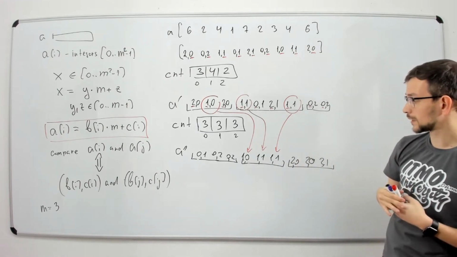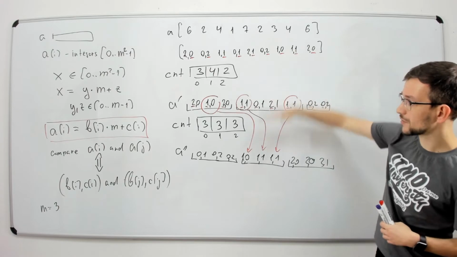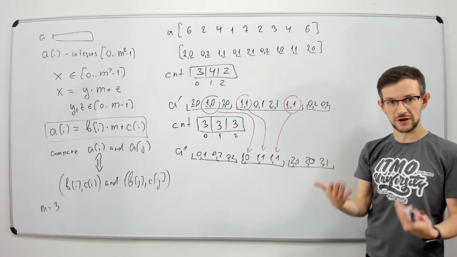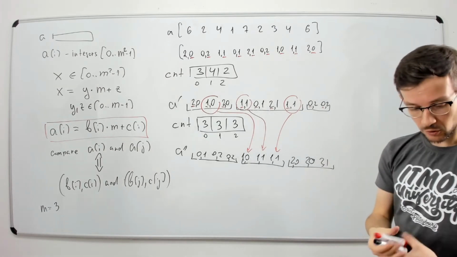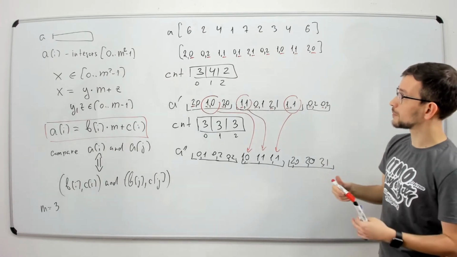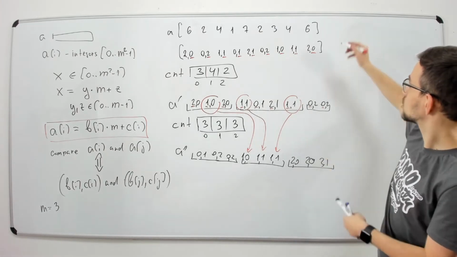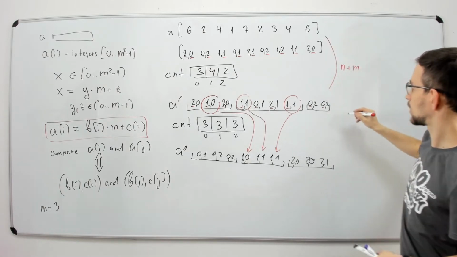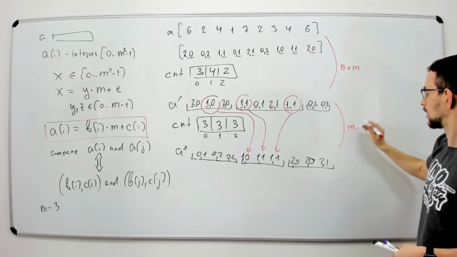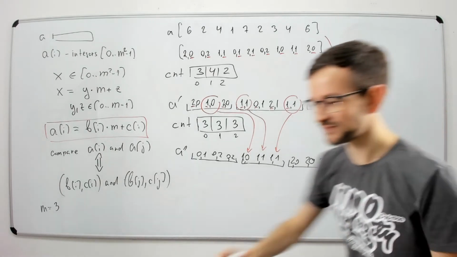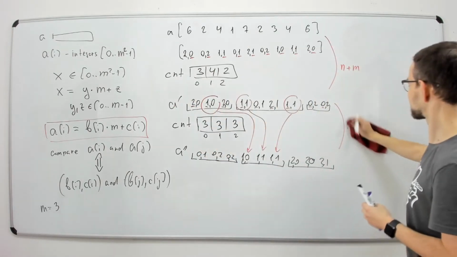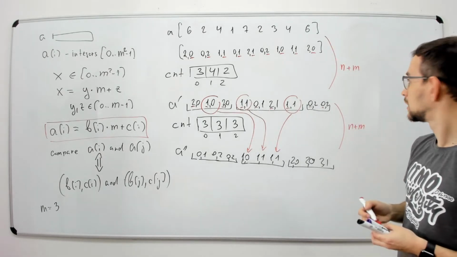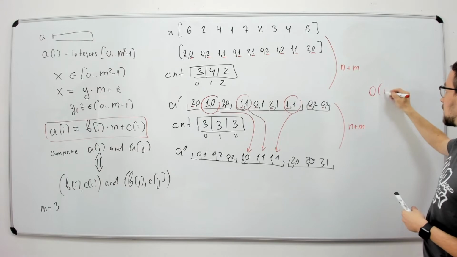That's all. So after 2 iterations of the counting sort, we have the sorted array of pairs. So what will be the total time complexity? We have 2 iterations. Each iteration works in n plus m time. So total time complexity will be n plus m.